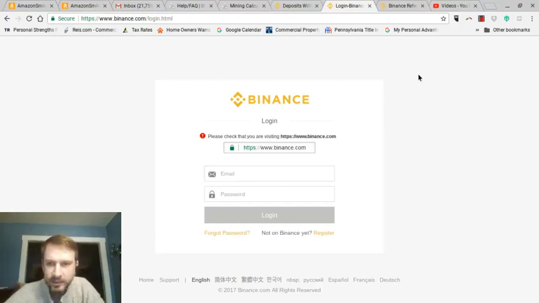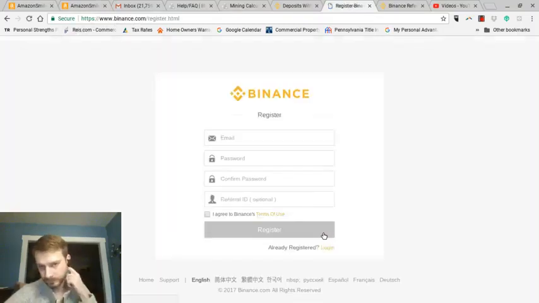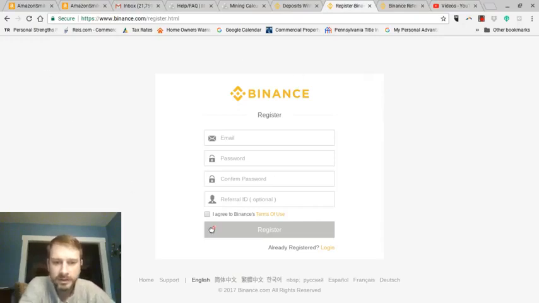So in order to register with Binance, you want to go to Binance.com, and right down here, you're going to click on register, and it's going to ask you for all this stuff. Go through and fill it out. I'm already registered on here, so I'm going to log in and show you what it looks like from the inside. If you're new to Binance, then you're going to want to go in here and fill all of this out.